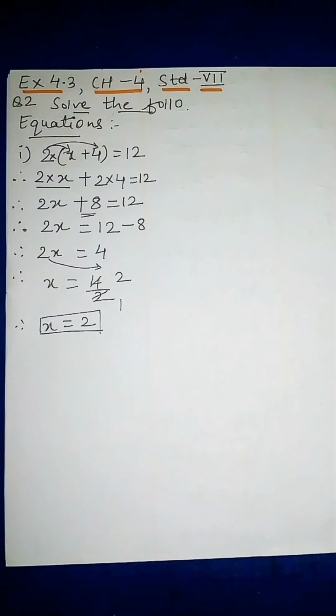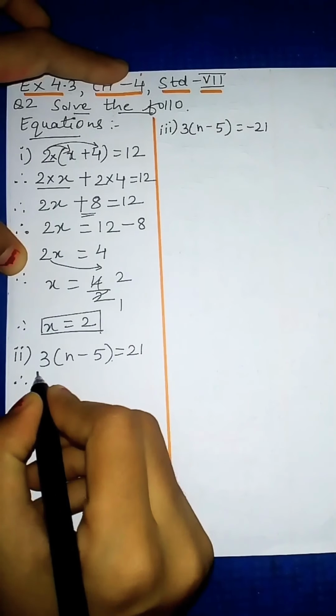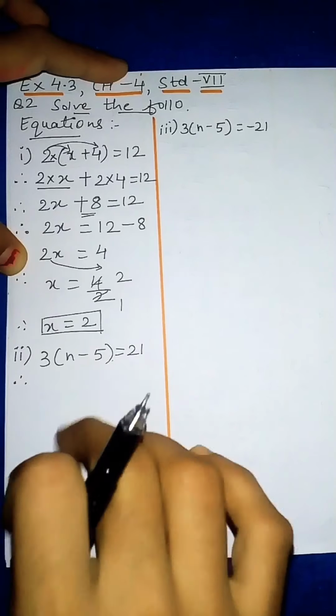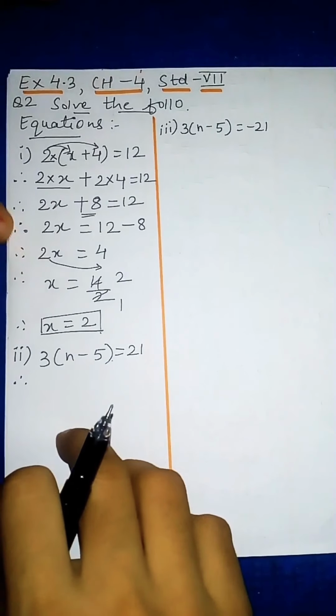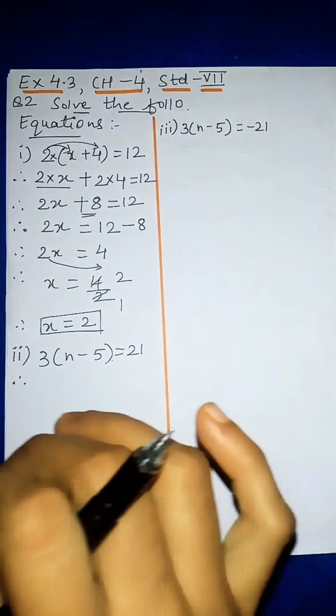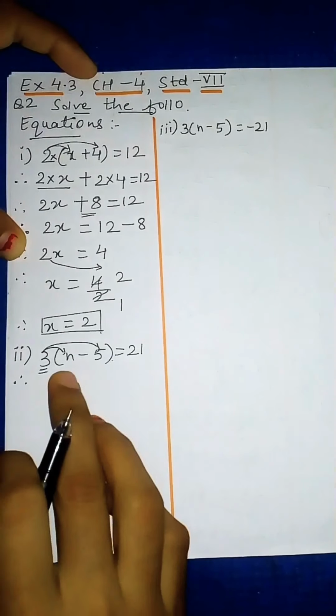Now we will see the second sum. This is our second question: 3 into bracket n minus 5 equal to 21. Again a bracket is given, so again the first step will be to open the bracket and remove it. How will we do that? Again this 3 which is given outside will be multiplied with both terms one by one.